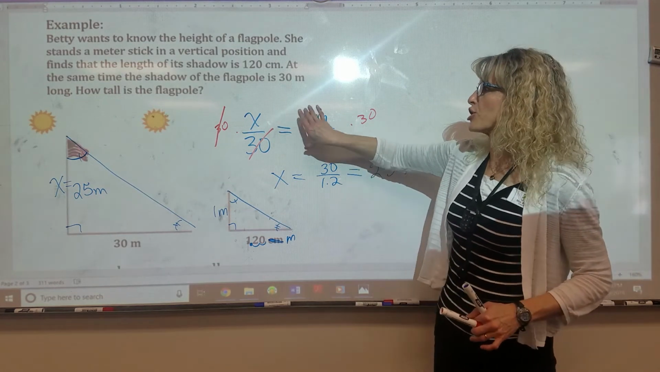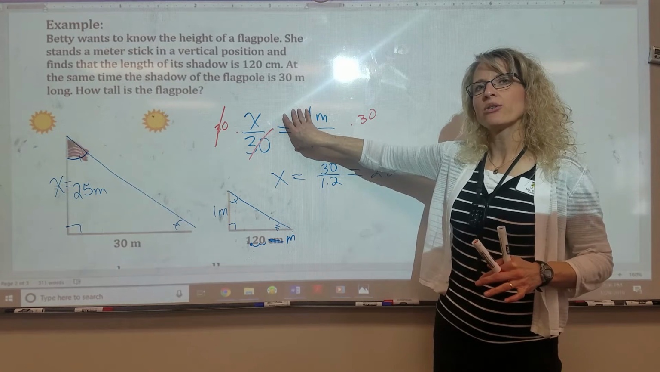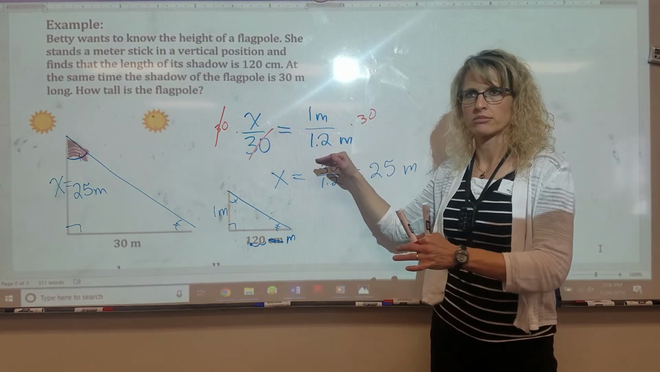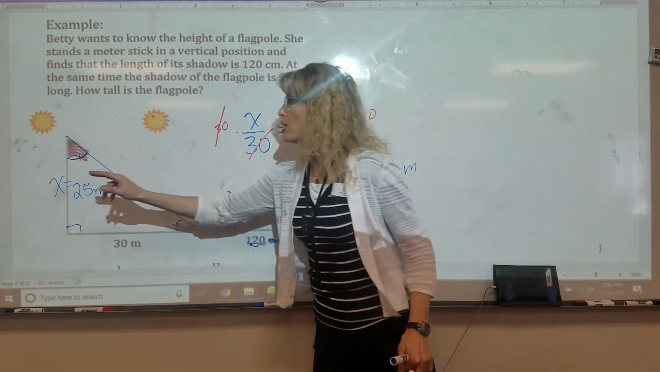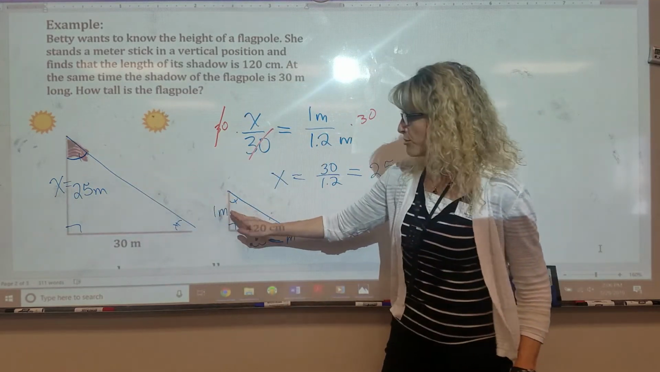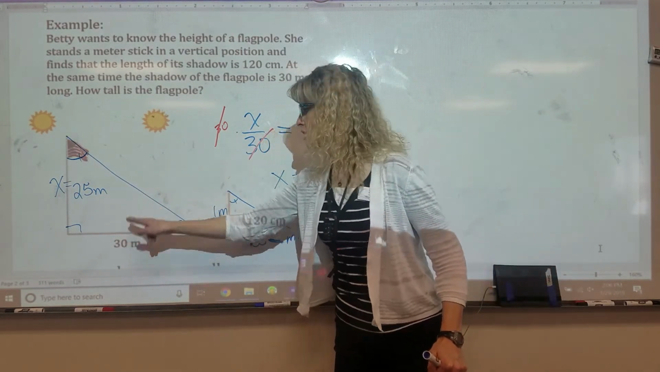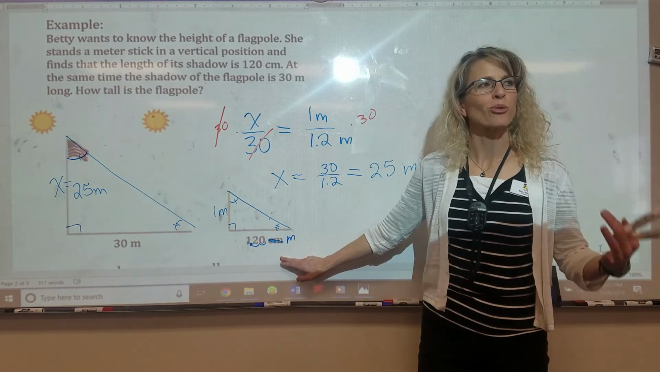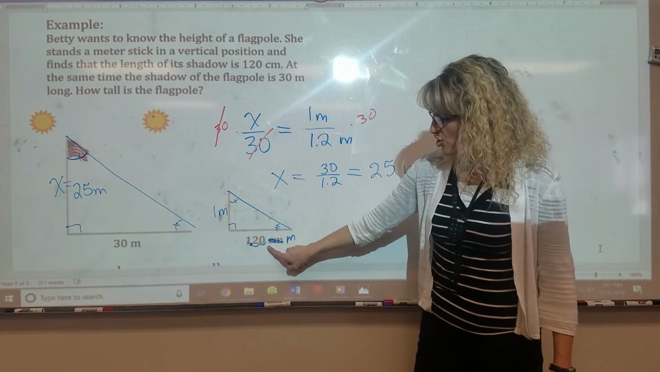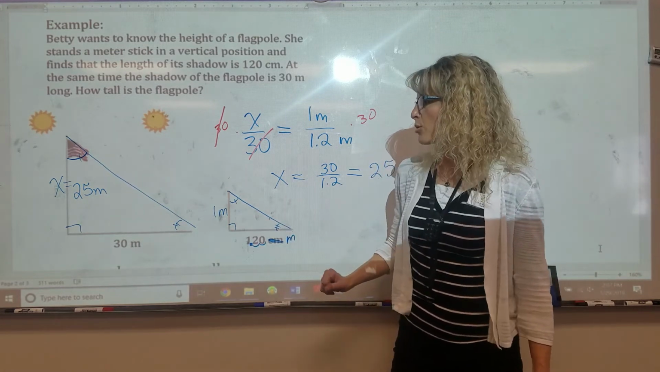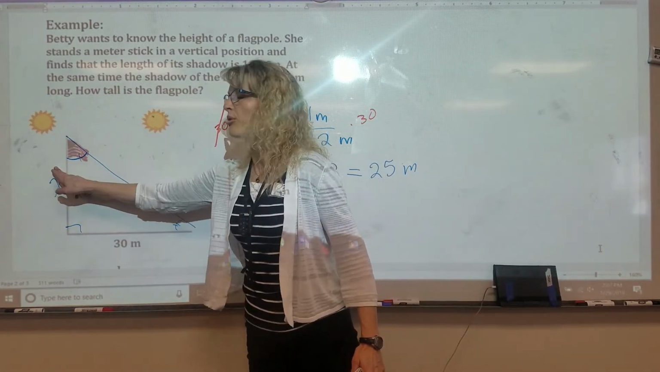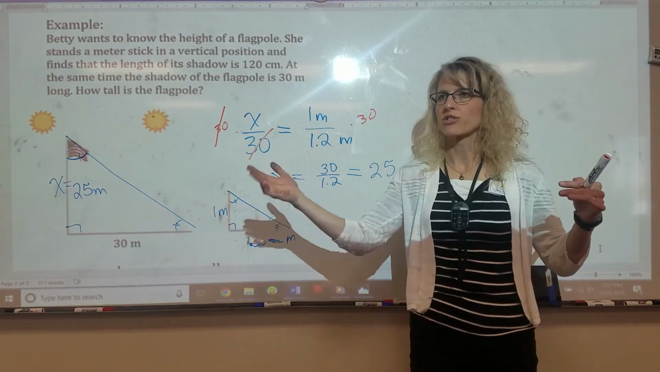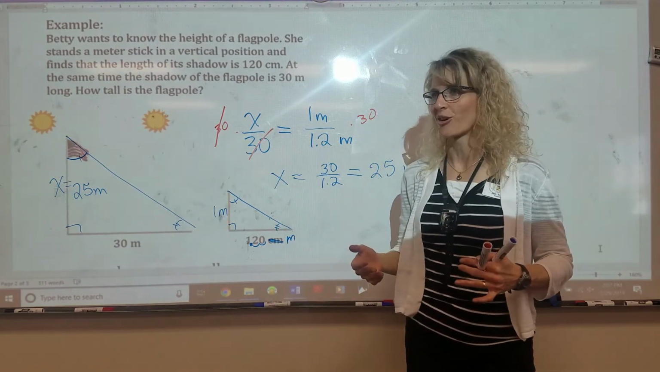Okay, this original proportion, does it matter which sides I put on top and bottom? Could I have said pole over meter stick equals shadow over shadow? I could. It's still proportionate. I could have said shadow over meter stick equals shadow over pole. As long as you are consistent in which one you do first and which one you do second, you can pick any order. It's okay.